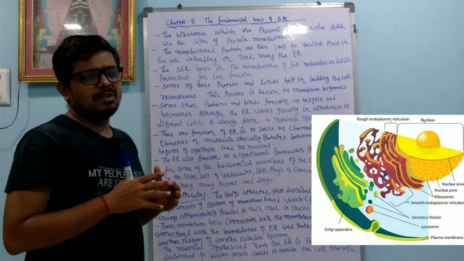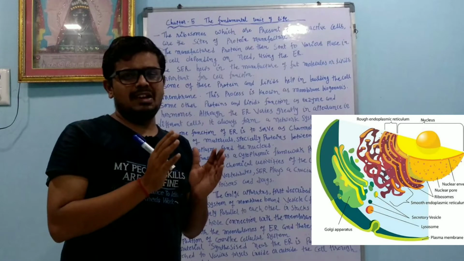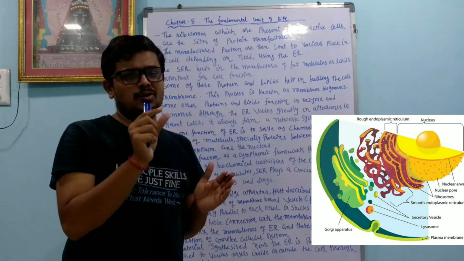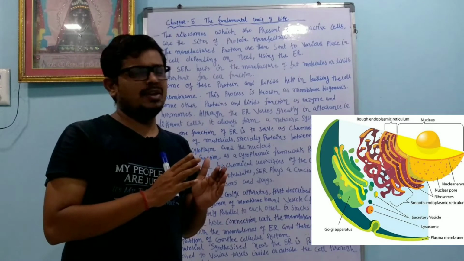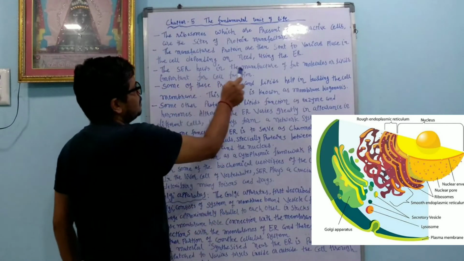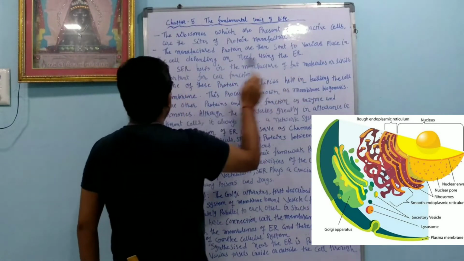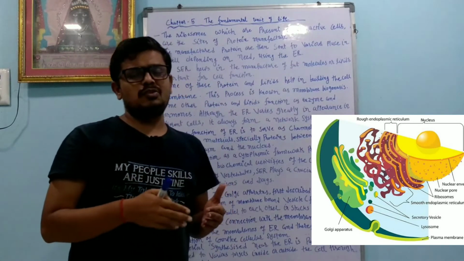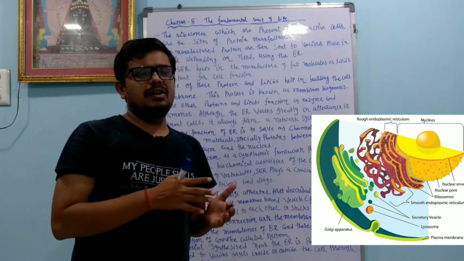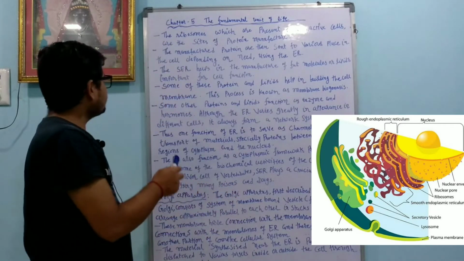Dear student, always remember that fat means in large quantity, and lipids are the small molecules of fat. So we can use them somewhat like synonyms, okay? So SER helps in the manufacture of fat molecules or lipids, important for the cell function. So lipid is also important, fat is also important. So for that the SER plays a major role.